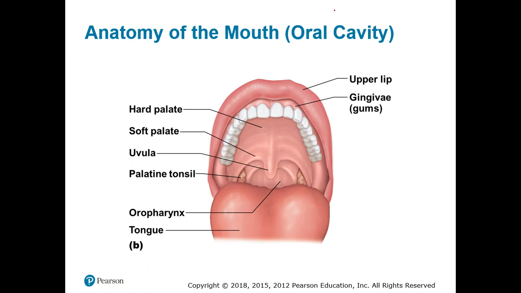Again, here is another image of your mouth. We have the hard palate, soft palate, the uvula. We see the palatine tonsils on either side, and then, of course, the tongue.